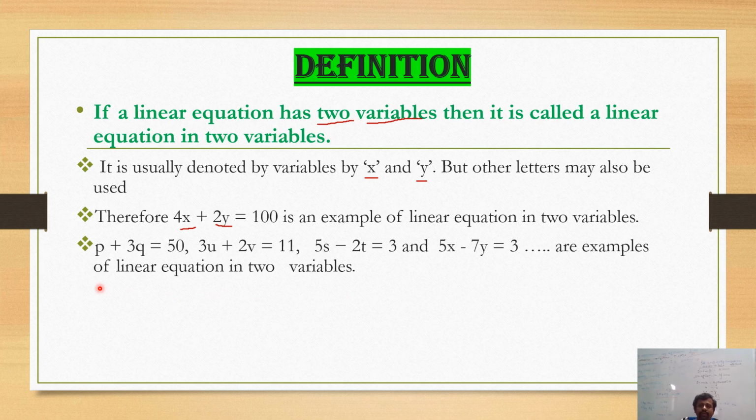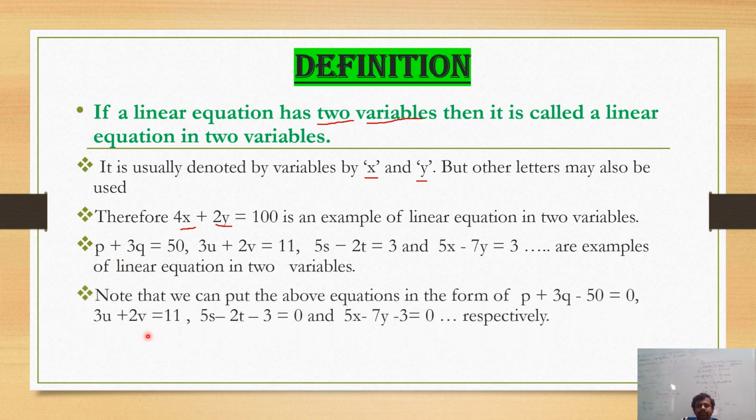Now just imagine how we can put the above equation in another form. Observe here, this is plus 50. If we move it to LHS, this can be written as p plus 3q minus 50 equal to 0. We transpose plus 50 to LHS, we get minus 50. If we transpose plus 11 to LHS, this is minus 11. If we transpose plus 3 to LHS, minus 3.